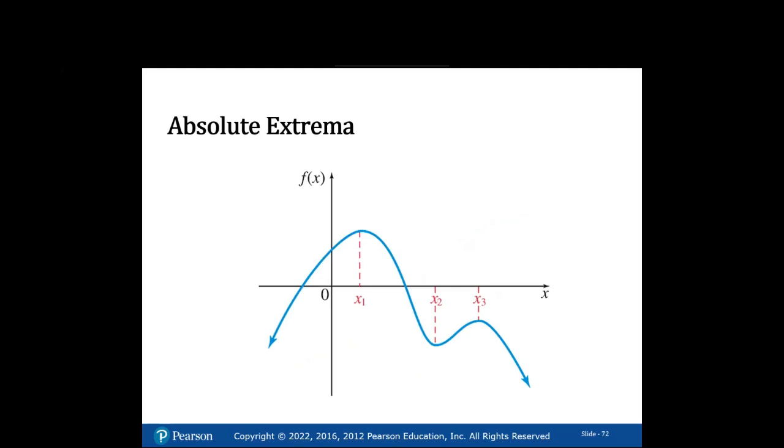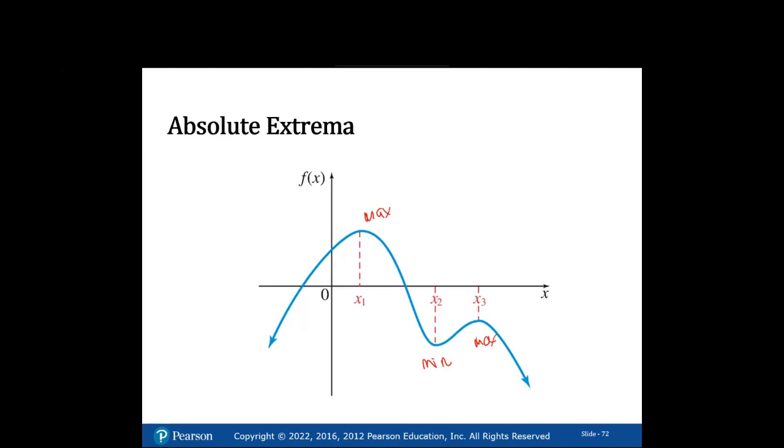So we're looking at this graph here. We're looking for, do I have a max and min? We have some maxes and mins, right? x1, x2, x3, they're all extrema. I've got a max here at x1, a min here at x2, and another max here at x3. Absolute really just means absolute. Nothing is bigger, nothing is smaller.